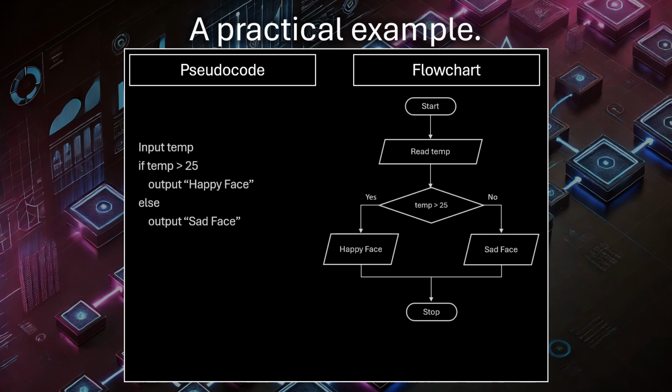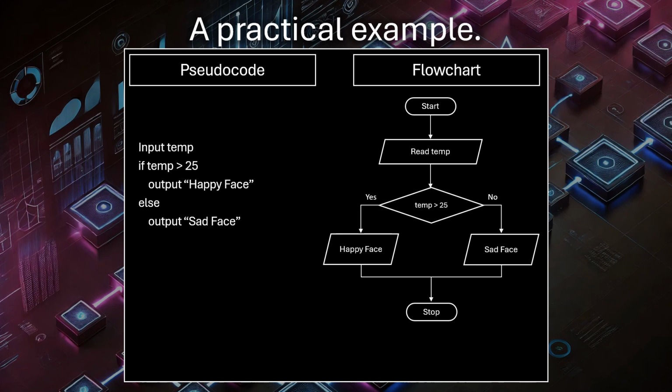The next example checks whether the temperature is above 25 degrees. It does this by reading the temperature. This is an input and in the flowchart it is represented using a parallelogram symbol. Both the pseudocode and the flowchart then check if the temperature is greater than 25 degrees. The pseudocode uses an if-else statement, while the flowchart uses a diamond symbol.